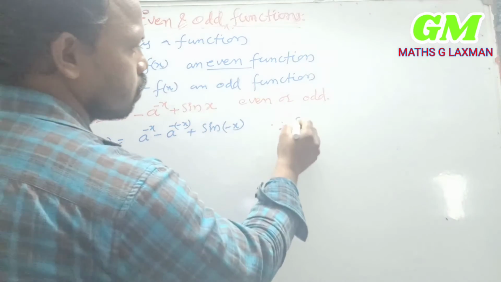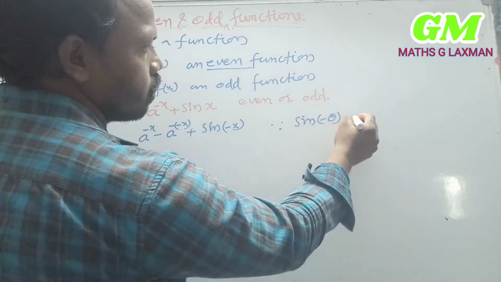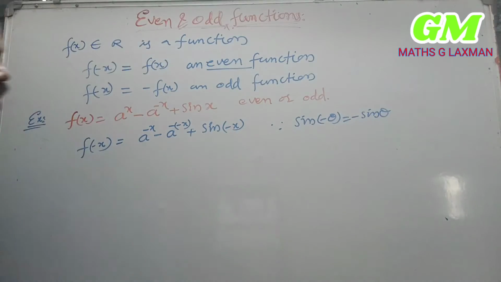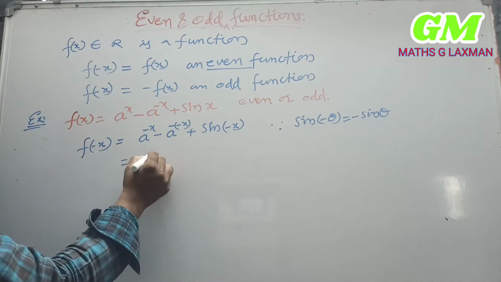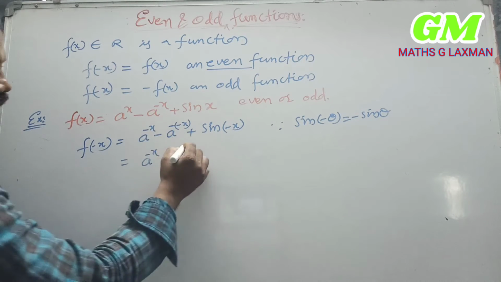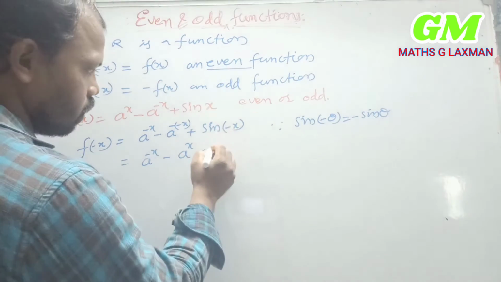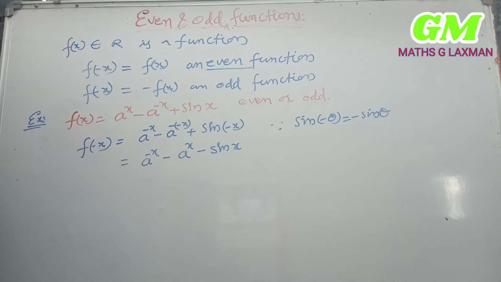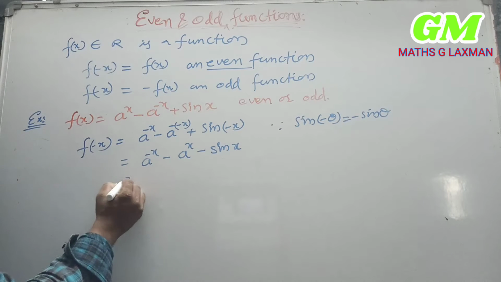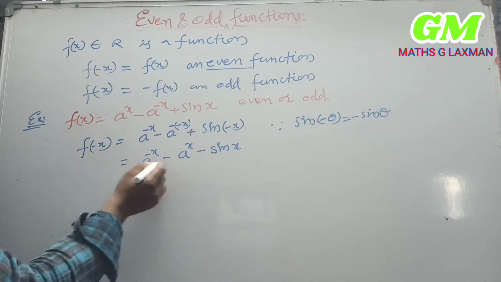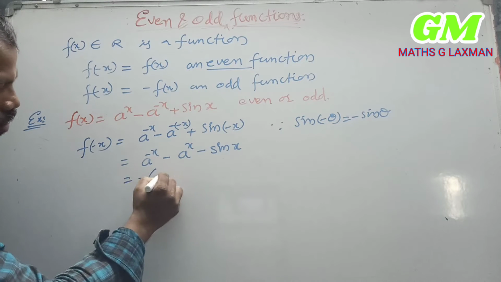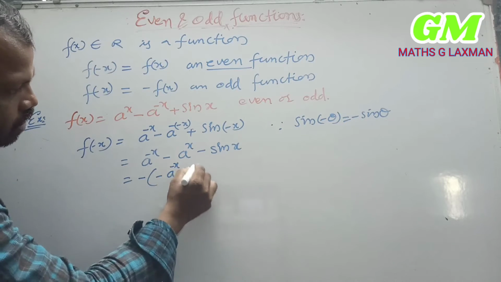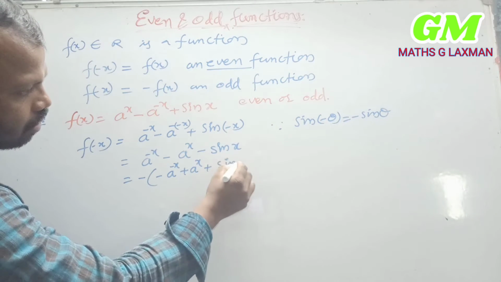We know that sine of minus theta is equal to minus sine theta. So sine of minus x is minus sine x, and it is not looking like f of x. We have to convert this function into f of x. So let us take minus as common. You will get minus of a power of x minus a power of minus x plus sine x.